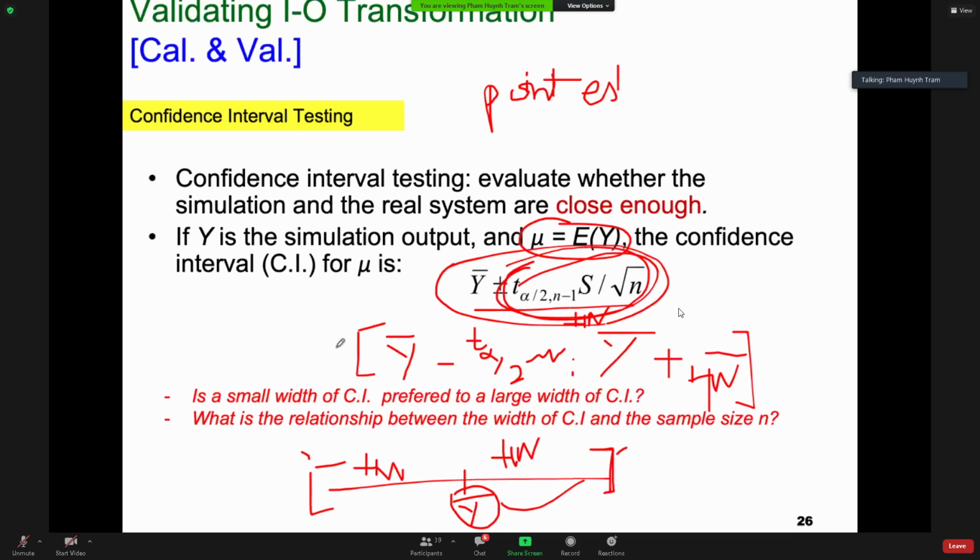Now we will try to validate our input output translation by using confidence interval testing instead of looking at the hypothesis testing with the point estimate.